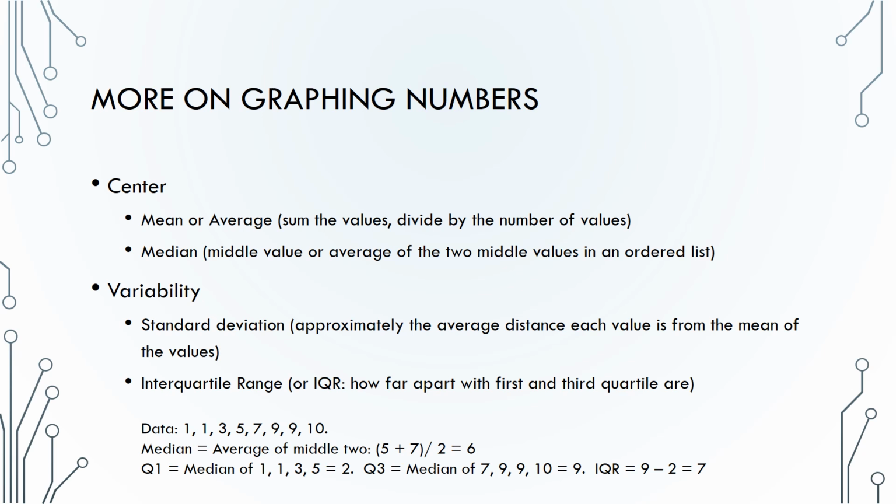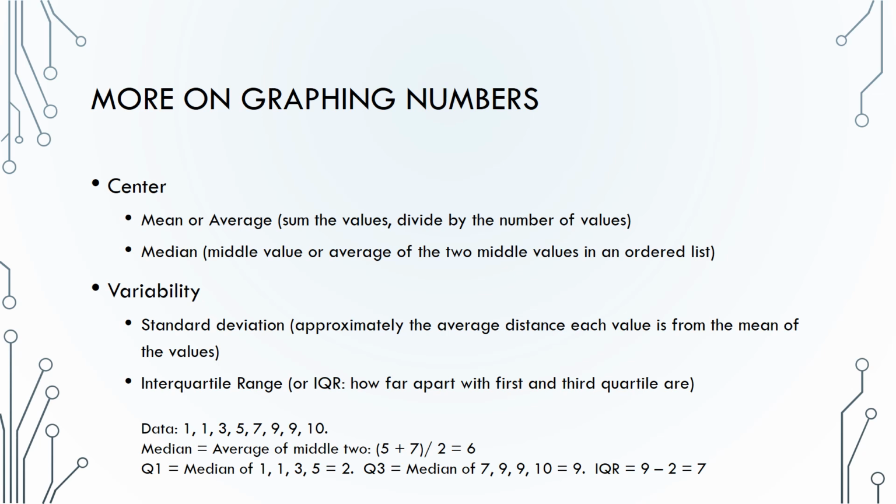IQR simply measures the distance between the first and third quartile. A quartile means splitting the data into quarters. If you order the data values from smallest to largest, the first quartile, or Q1, is the data value which cuts off the lowest 25% of the data. The third quartile, or Q3, is the data value which cuts off the lowest 75% or highest 25% of the data. These values can be thought of as the median of the lower half, Q1, and the median of the upper half, Q3, of our data set.